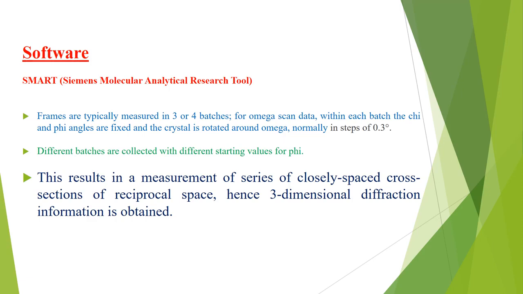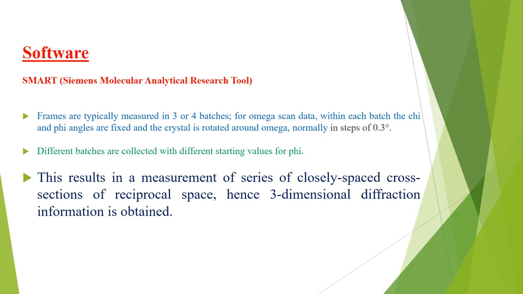Frames are typically measured in 3 or 4 batches. For omega scan data, within each batch, the psi and phi angles are fixed and the crystal is rotated around omega, normally in steps of 0.3 degree. Different batches are collected with a different starting value of phi. This results in a measurement of a series of closely spaced cross-sections of reciprocal space. Hence, three-dimensional diffraction information is obtained.